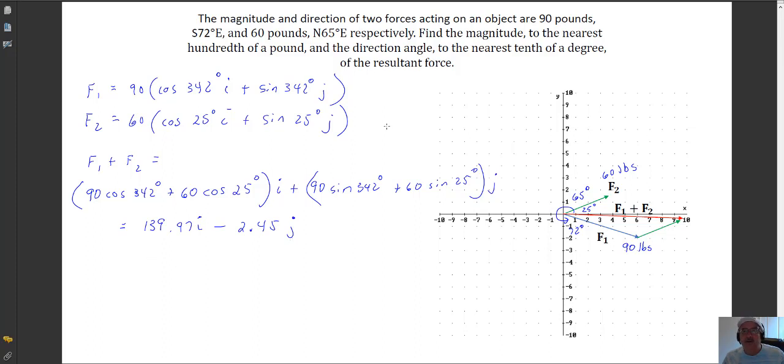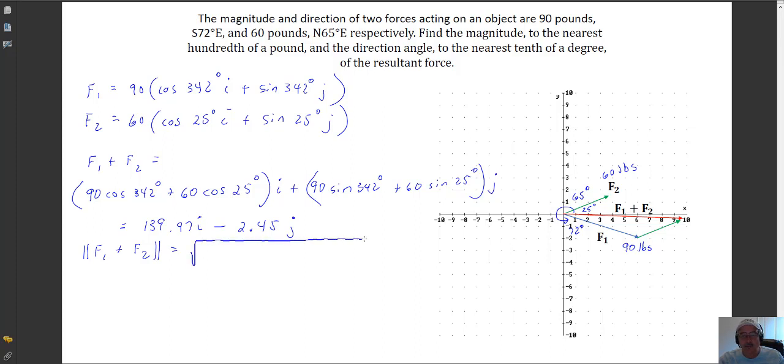Now, in order to get the resultant force here and the direction angle to the resultant force, we are going to have to find the magnitude of the resultant force. So I didn't promise you a rose garden, ladies and gentlemen.